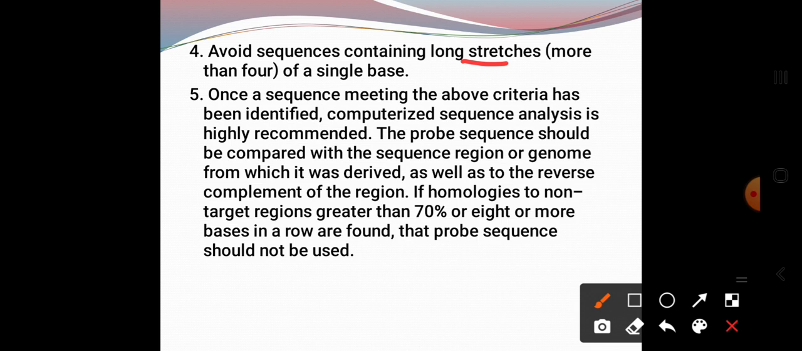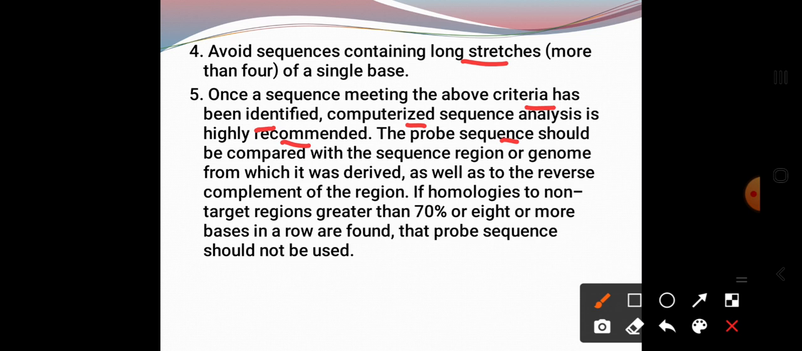The fifth one is that once a sequence meeting the above criteria has been identified, it should be further moved to computerized sequence analysis, which may recommend the highly specific sequence.